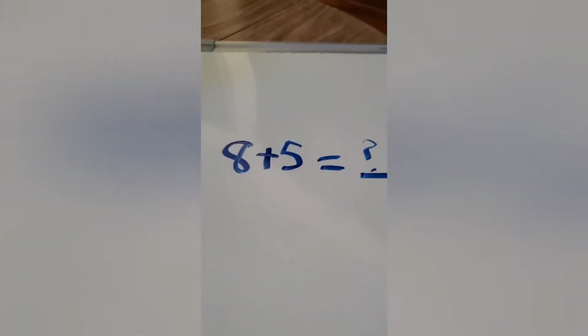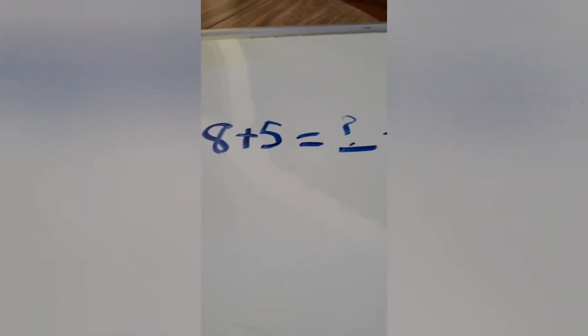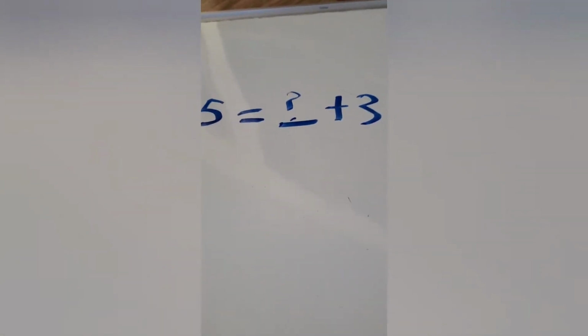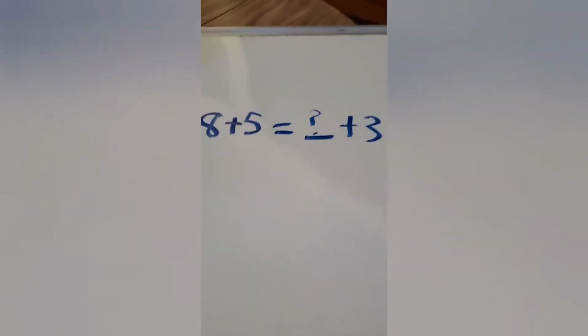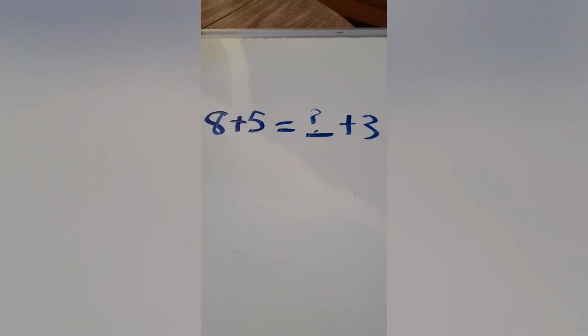Yay! Now, I'm going to do another one because I really don't want to let you guys do one by yourself just yet, okay? Okay, so here's my next equation. I want you guys to get out a piece of paper and write this with me and follow the steps with me, okay? So here's the equation. 8 plus 5 equals question mark plus 3. Write that down exactly how I have it right now.